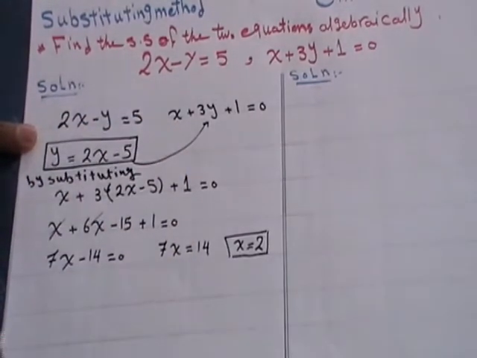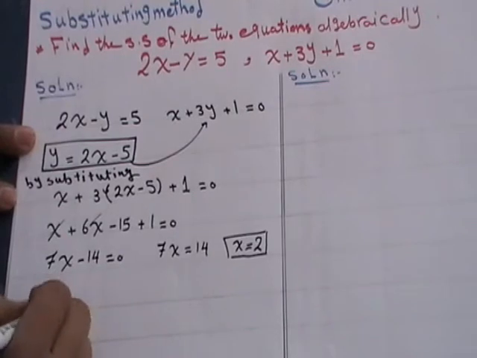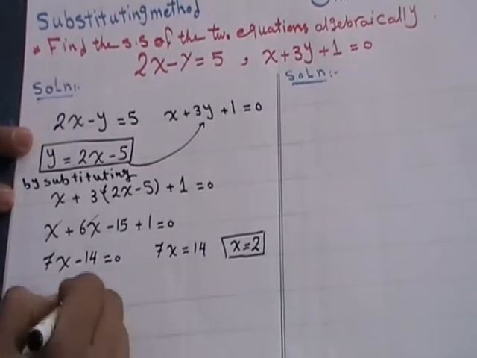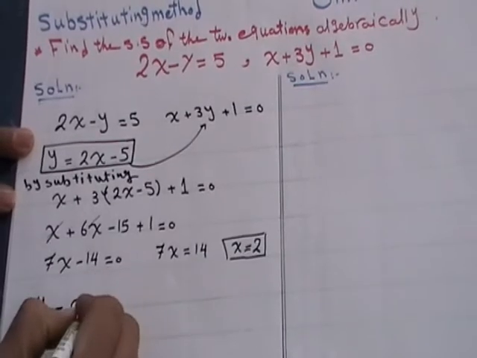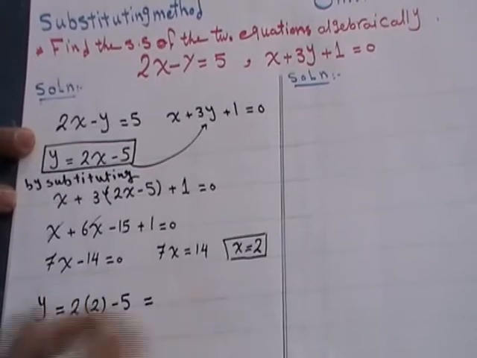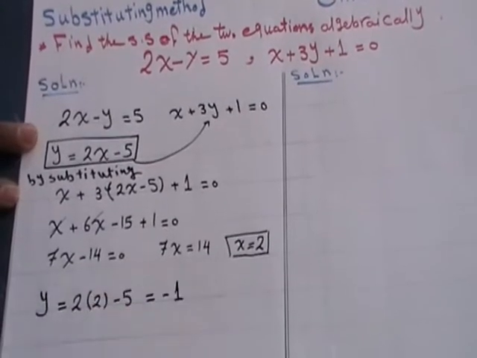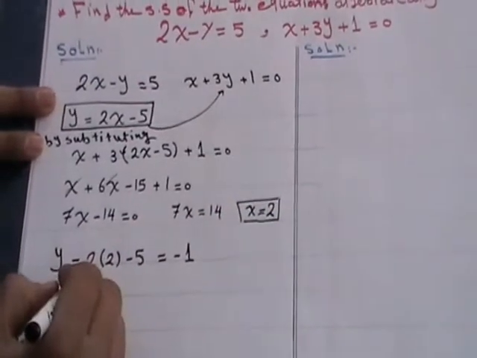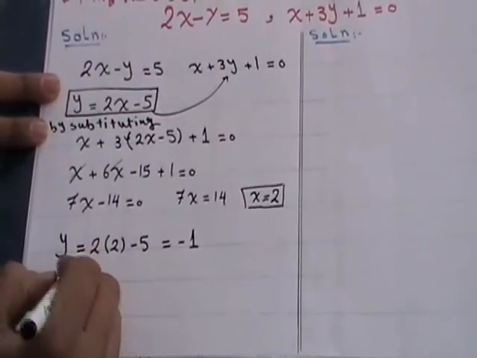It's the master equation. So by substituting in the master equation, we have y equals 2 times the value of x that you got. It's 2 minus 5, so the result will be negative 1. So you have the value of x and the value of y. So any ordered pair consists of x and y.